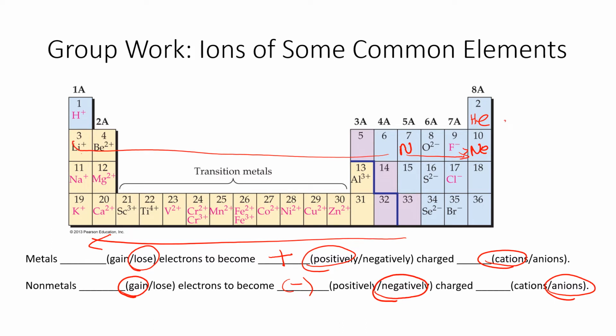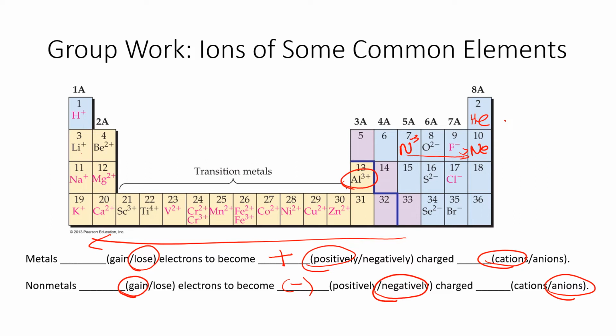If it was going to neon, it would have to gain 1, 2, 3. If it goes back to helium, it'll be 1, 2, 3, 4, and one more to 5 going back to helium. So in that case, it looks like nitrogen is closer to neon. Therefore, this would be a -3 charge. So all 5A elements, if they were to form a charge, will also form a -3 charge.